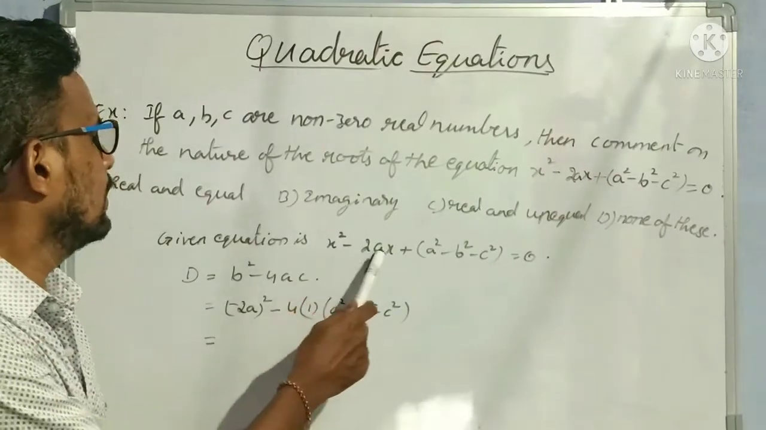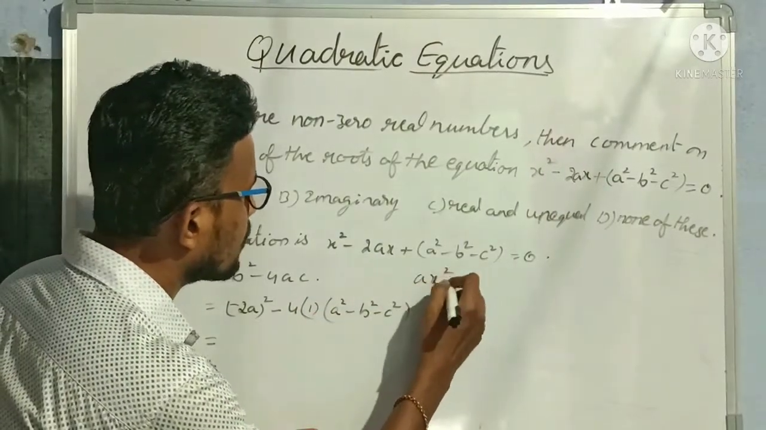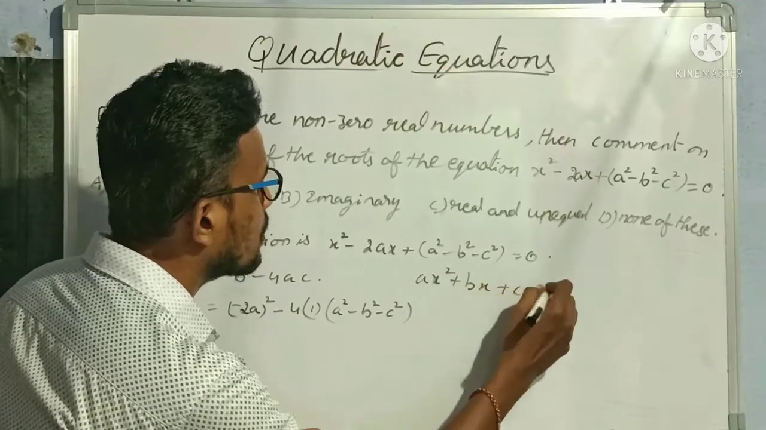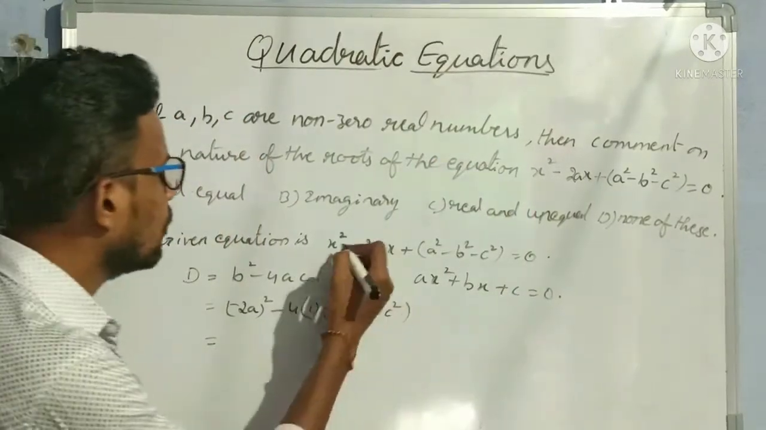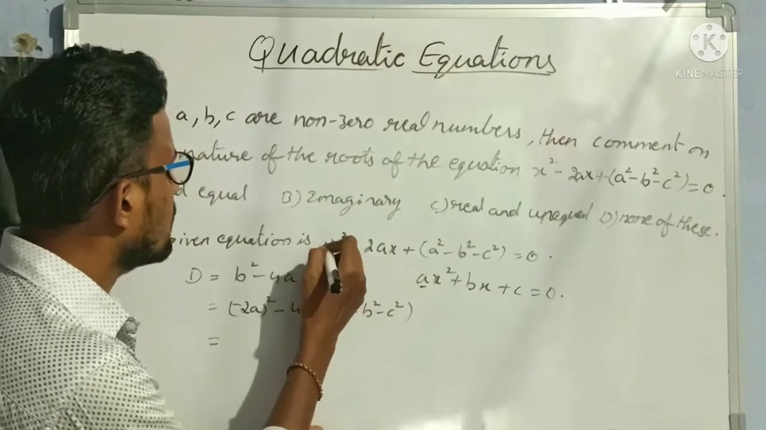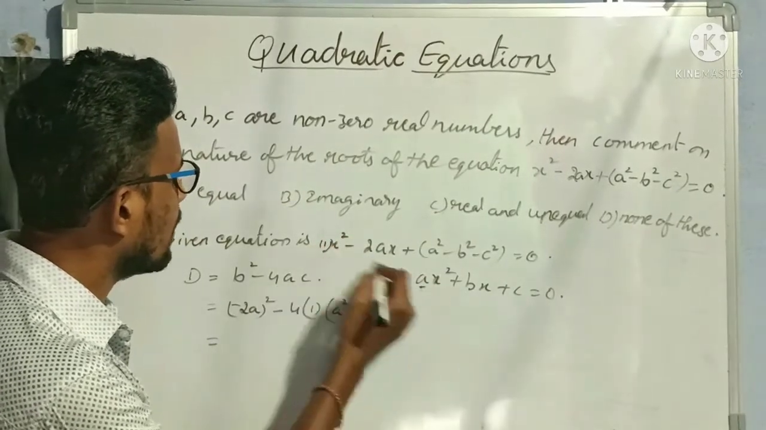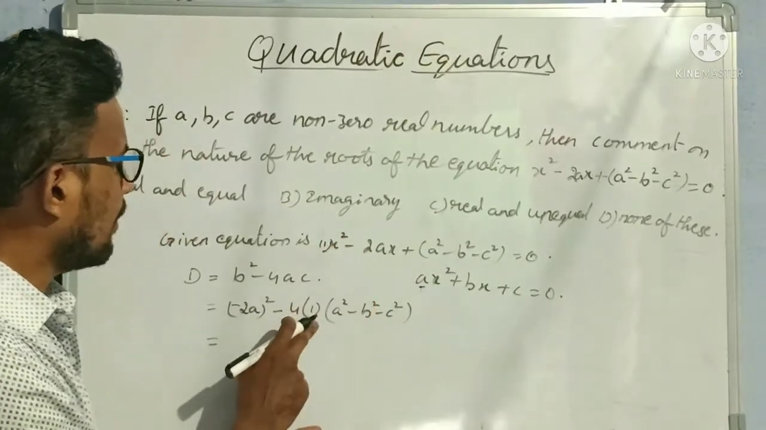From this equation, if we compare it with ax square plus bx plus c is equal to 0, what is the coefficient of x square here? a. What is the coefficient of x square here? 1. So a is equal to 1. In the place of a I am writing 1.